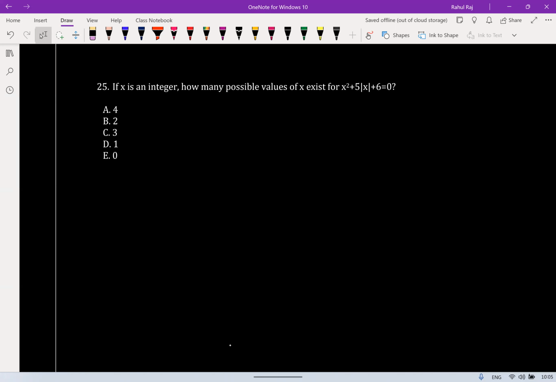If x is an integer, how many possible values of x exist for x square plus 5 mod x plus 6? I think it's just 0 values, because when you take x as 1 or as minus 1, the equation is not solving. They are asking you simply for what value of x LHS is equal to RHS. If you take minus 6 on this side, you get x square plus 5 into mod x is equal to minus 6. Can we do it that way? No, it's a simple analysis.